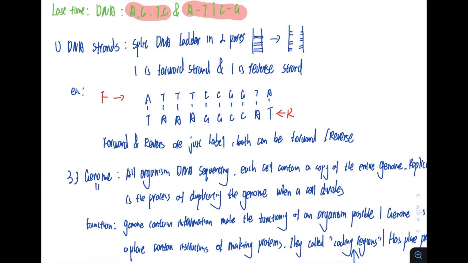DNA has strands, we name them DNA strands. We can split DNA letters into two parts. This is a letter, this is a separate letter. And DNA has direction. One is forward and another is reverse.